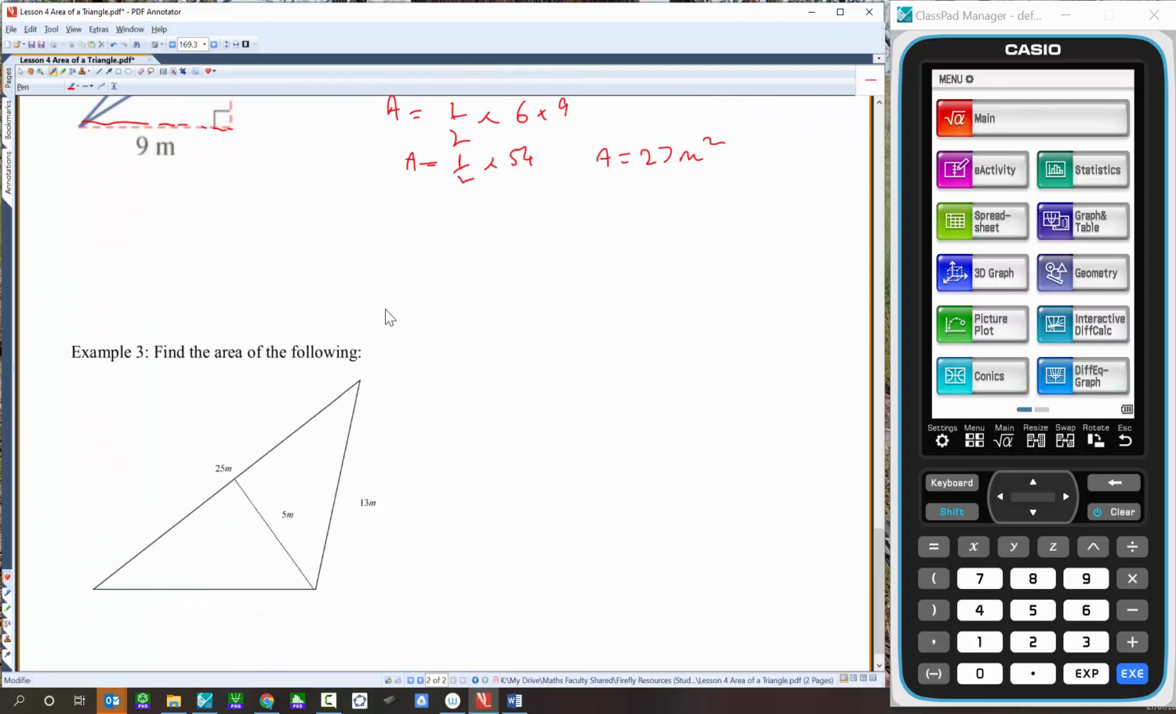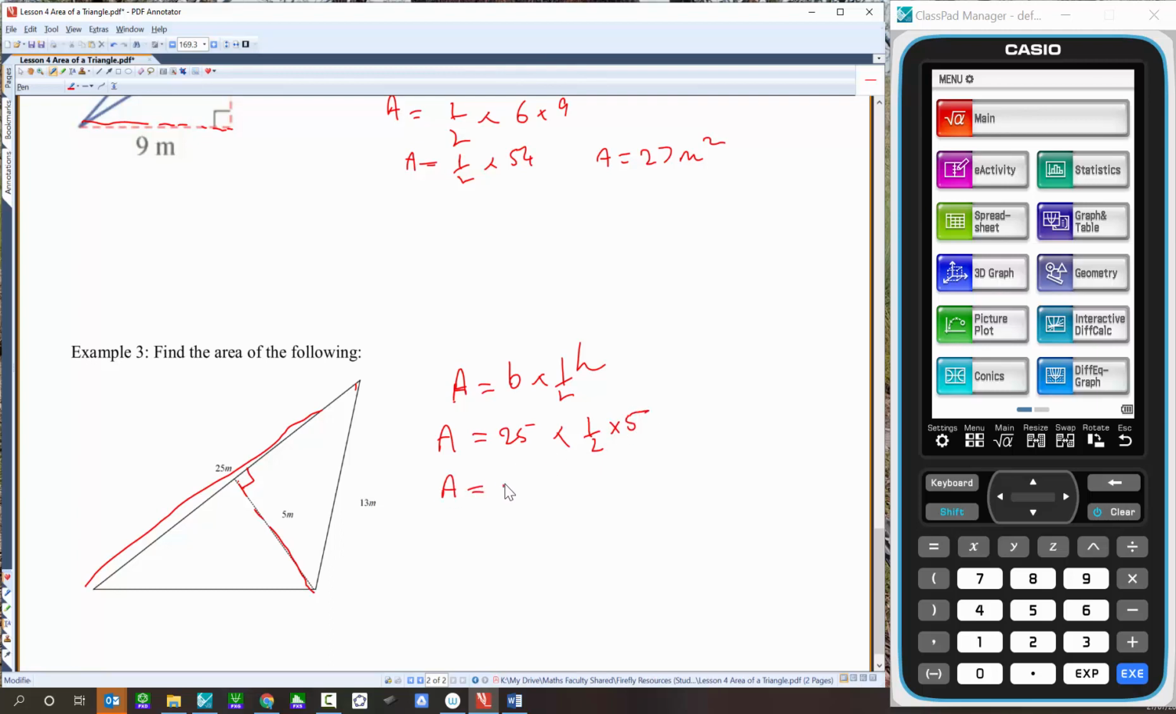Okay, the final one has 3 measurements. So what we need to do is work out what our base is. Area equals base times half the perpendicular height. Area equals the base. Now, I'm going to call this one the base here. So our base is 25, and here's our height. Okay, and how do I know that? Because that's the only thing that runs, or looks like it runs perpendicular to the base. So that's half of 5.